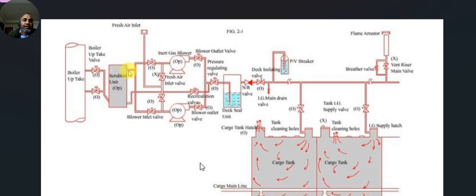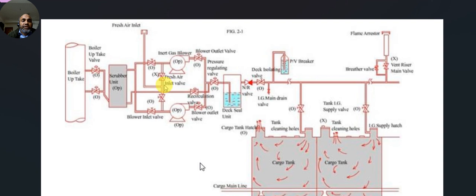From the scrubber unit, it goes through a connecting valve, the suction valve of the inert gas blower. You see inert gas blower 1 and 2. These are used alternately. And from here it is going towards the deck. You can see these two blowers are interconnected here.